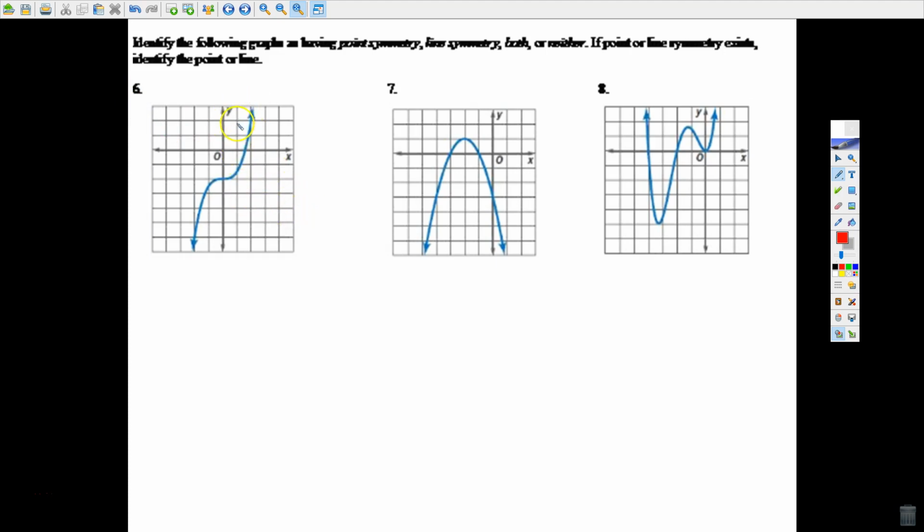Line symmetry means that I can take a vertical line and cut through this graph someplace. And the word symmetry, I know we've talked about this before, maybe you've forgotten, literally comes from a word that means sameness.